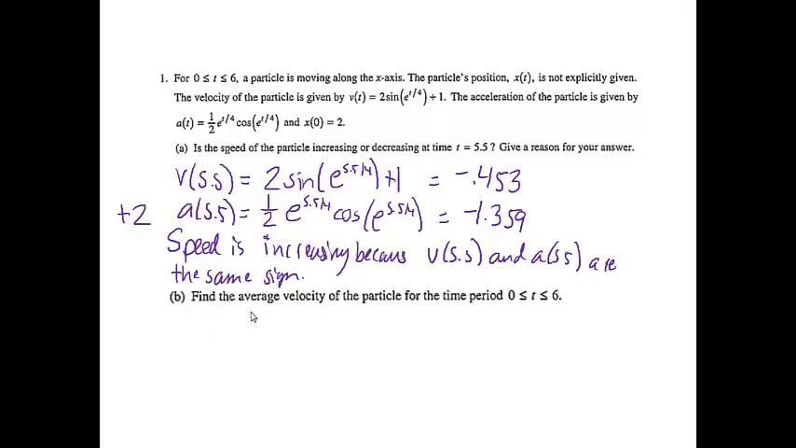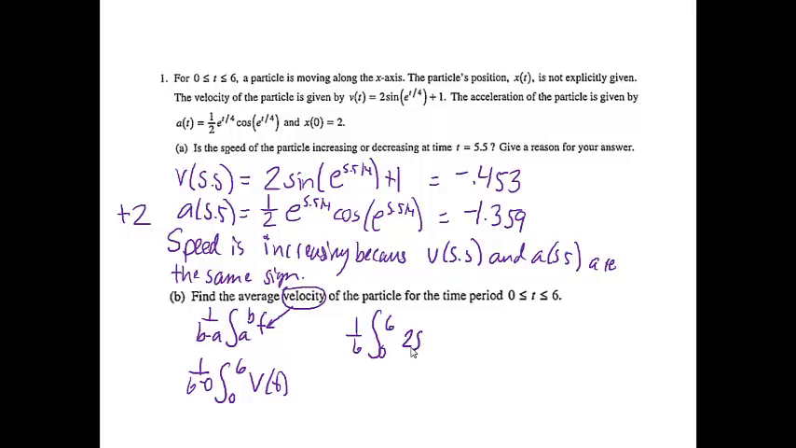All right, for part B, it says to find the average velocity of the particle for the time period 0 to 6. All right, average of anything is 1 over b minus a times the integral from a to b of your function. In this case, our function is the velocity, so that's what I'm going to put here. So we'll have 1 over 6 minus 0 times the integral from 0 to 6 of the velocity. We can either write it like that, or we can actually put the velocity formula in there. They don't mind which one you use. And in each case, I really should put dt. And then when we do that, we will get 1.949.